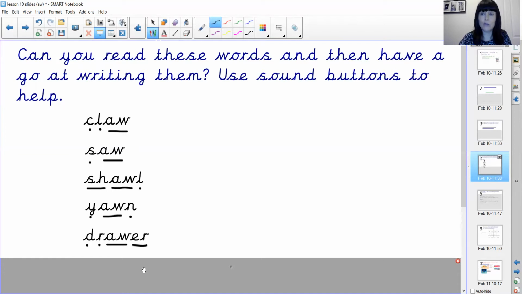And then draw. Now, you can't hear that too well at the end. Draw. We can have draw without a w at the end, which means if you're making a picture and you draw it, but this is a draw that we pull out and we might keep our clothes in it. Have a go.